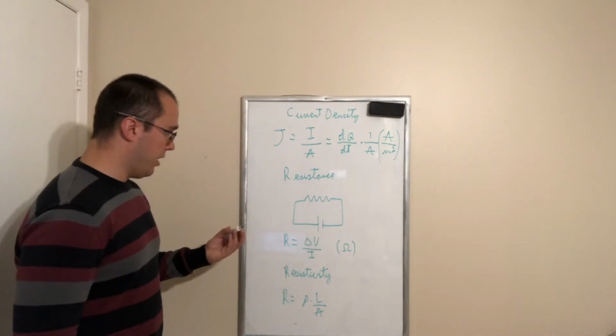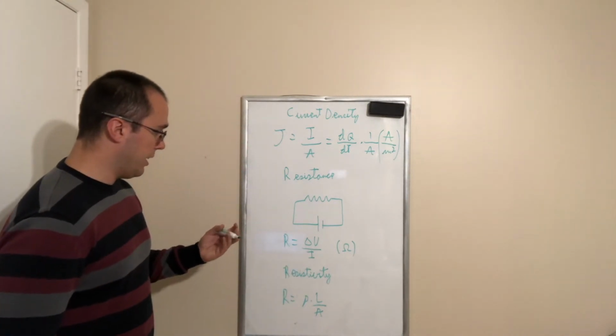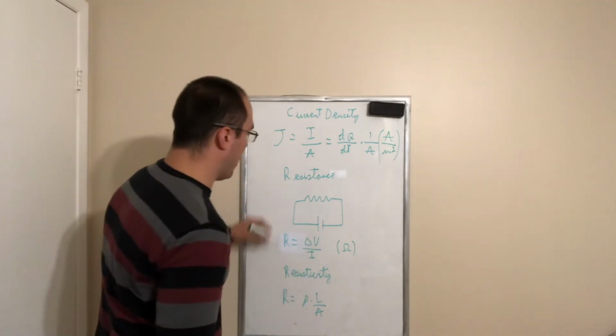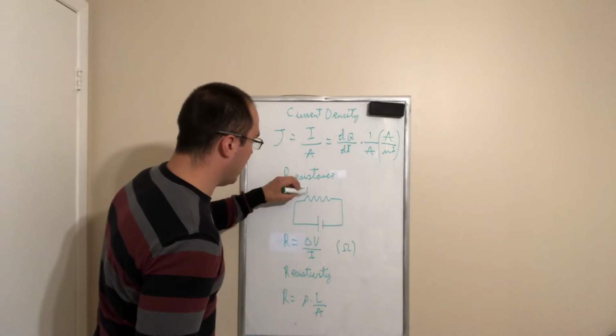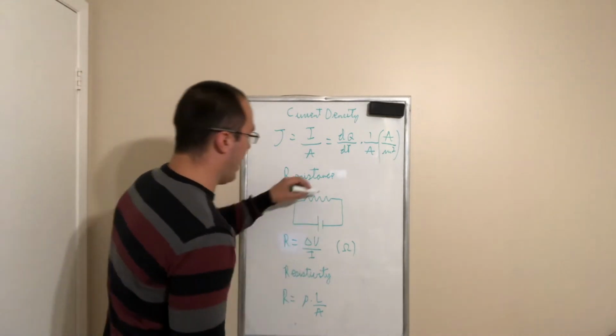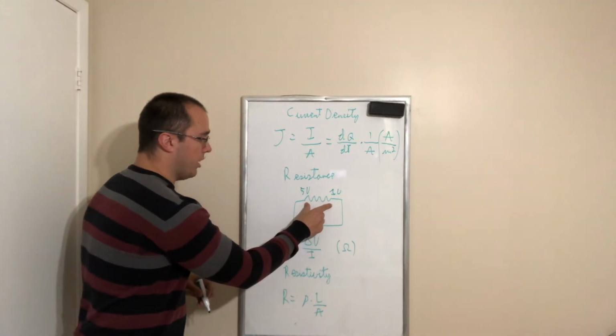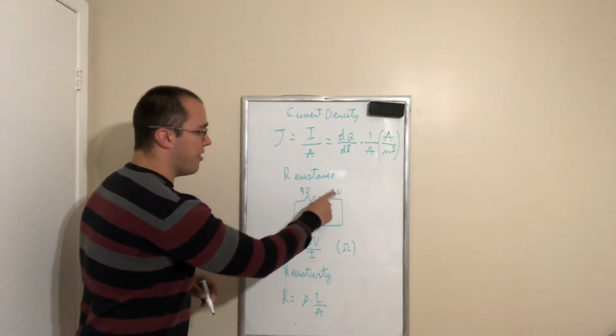Now just to give you an idea, when we're talking about the drop in voltage, let's imagine that we have 5 volt on one side of a resistance and we have 1 volt on the other side of the resistance. The drop in voltage delta V over here will be 4, so it's 5 minus 1.